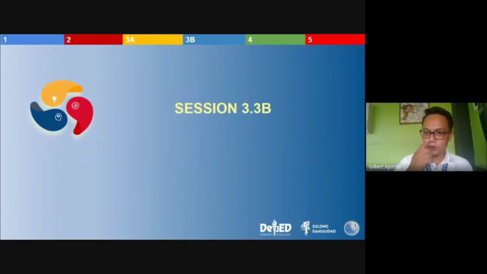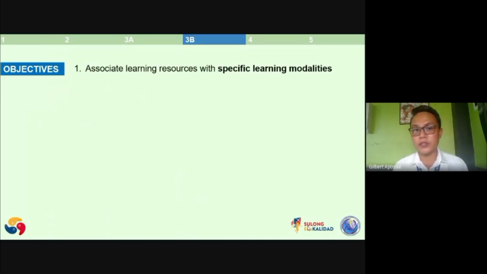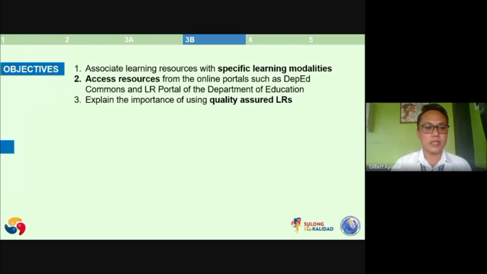Now for session 3B, which is all about learning resources. Here are the objectives. The first objective is to associate learning resources with specific learning modalities. Next is to access resources from the online portals such as DepEd Commons and LR portal of the Department of Education. Third is to explain the importance of using quality assured learning resources.